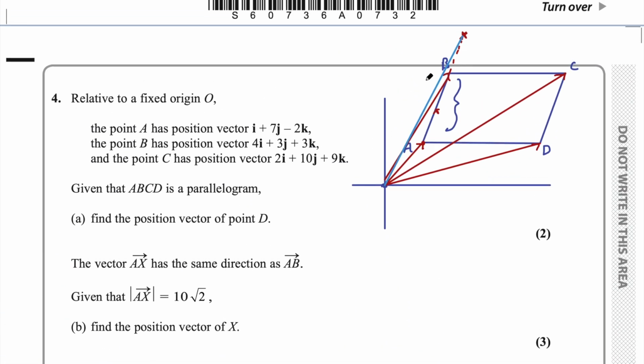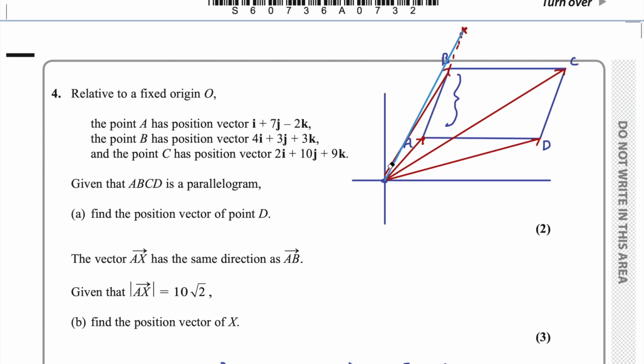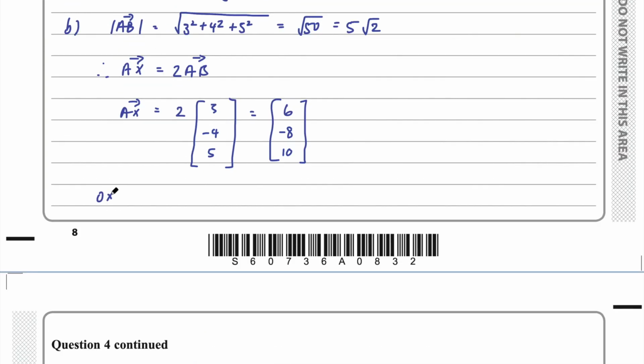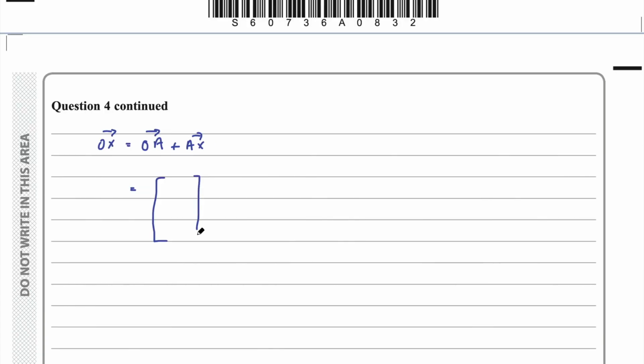Going back to the diagram again, we've got this vector, and now we know that X is not between A and B, it's past B. So how can I get from the origin to X? Well, I could go from OA to AX. Now I know both of those vectors, so if I add those together, I'll have OX. Okay, hope that makes sense. So the vector OX is going to equal OA plus AX. And I might just bring that down to the next page. Now OA was (1, 7, -2).